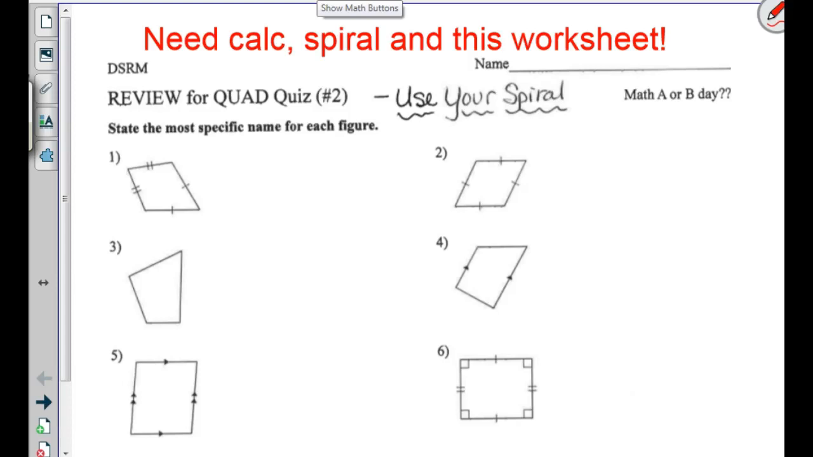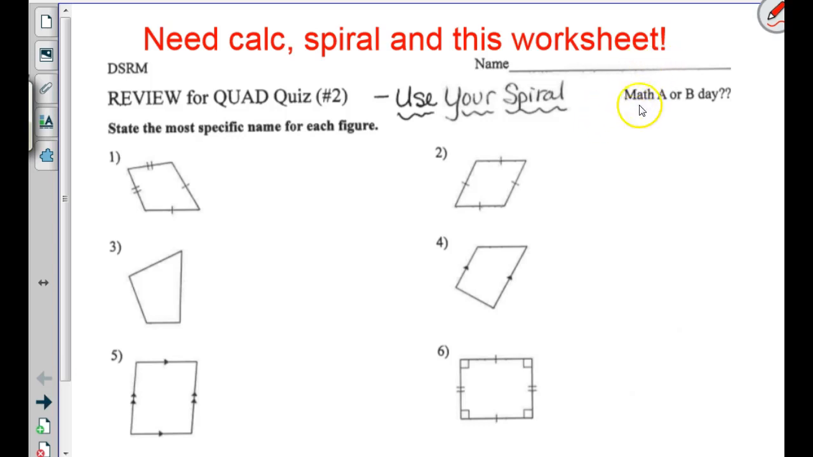All right, guys, this is the review for quiz number 2. And you are going to take this quiz as soon as you finish going over this review. And you can use this on your quiz, okay?